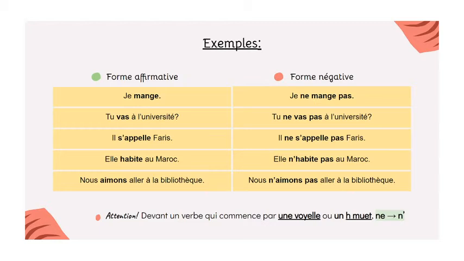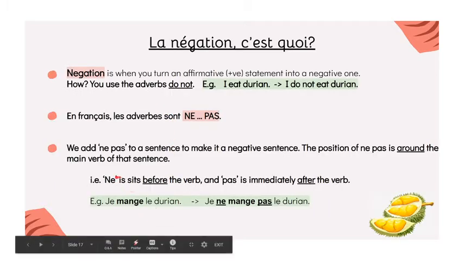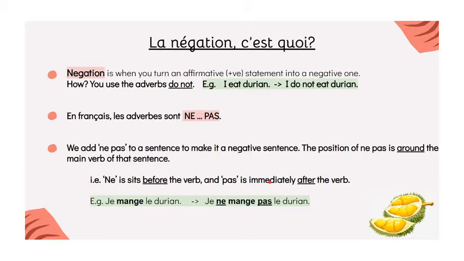So these are the few usage of ne pas. Penggunaannya sama sebiji dengan do not ataupun don't. Cuma korang kena biasakan susunan verb dan negation ni. Yang penting adalah korang kena ingat ni, ne sits before the verb and pas is immediately after the verb. Alright? This is most important.